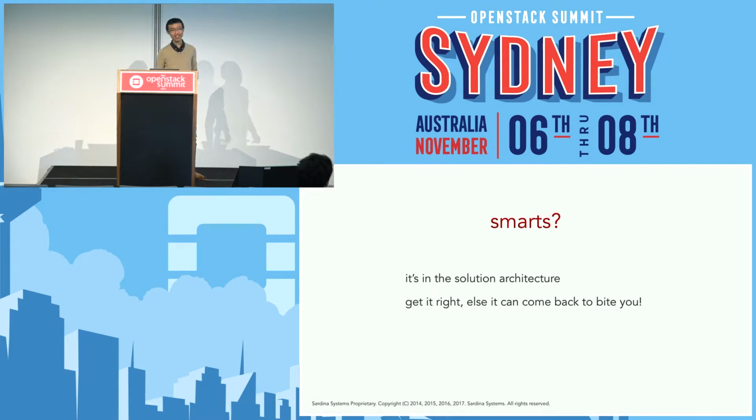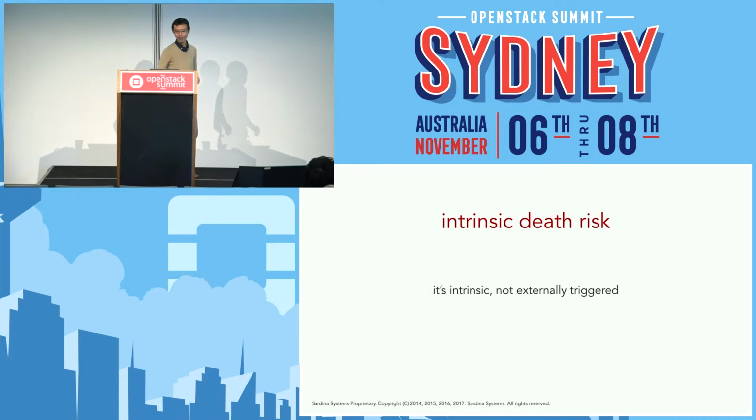Smart. It's a solution architecture. You get it right, it's good. You screw it up, it'll come back and bite you. What about intrinsic death risk? This is where it starts to get interesting. It's intrinsic. It's not external.